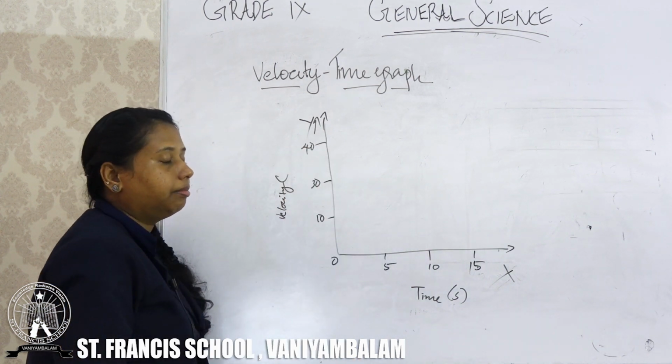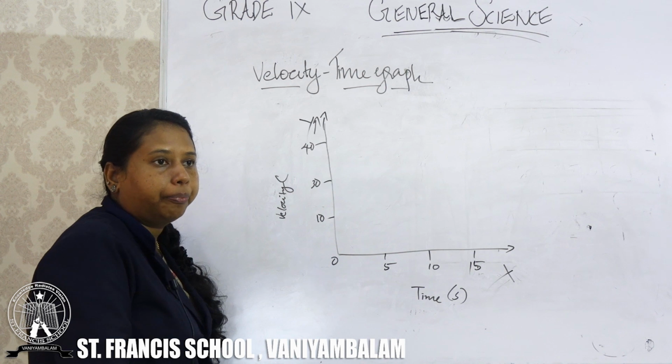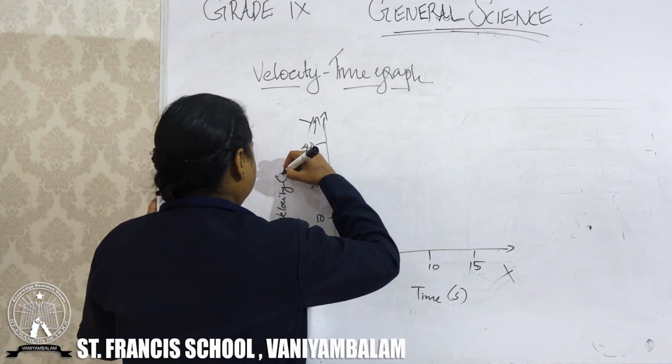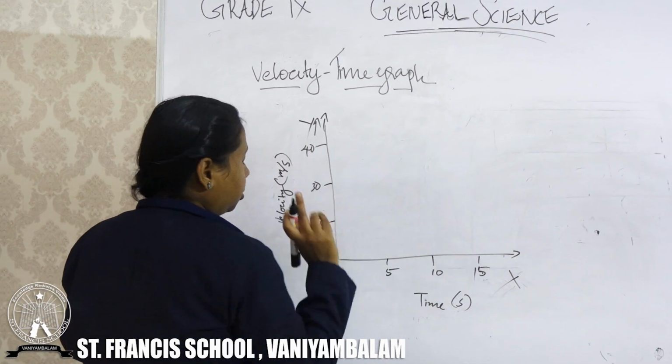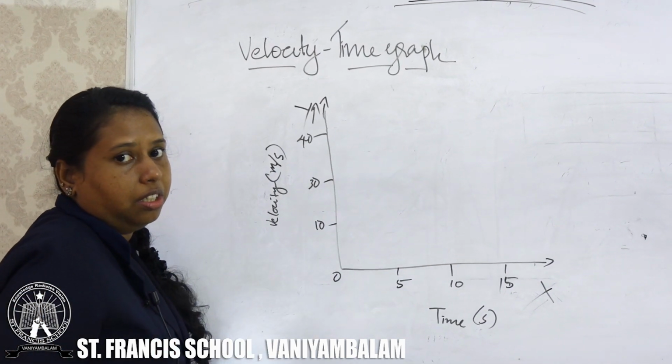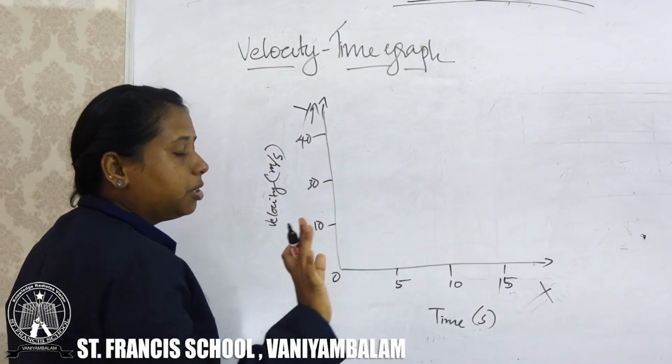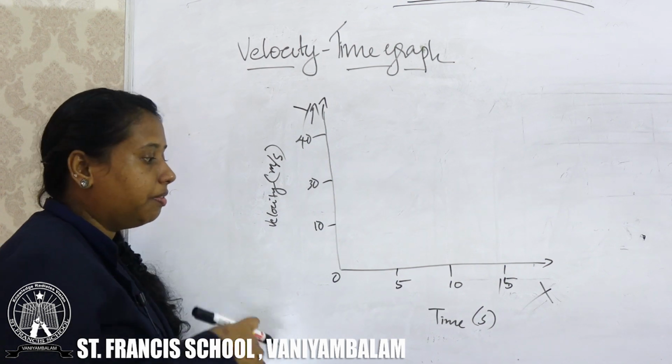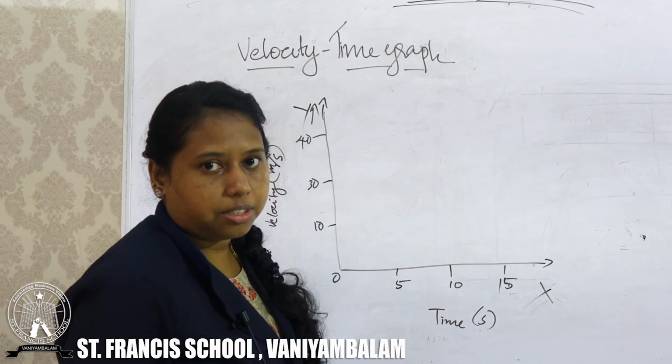What is the unit of velocity? Meter per second. The unit of velocity is meter per second. Don't forget to use the unit. Wherever you are using the variables, you should give the unit, or else the values will change.